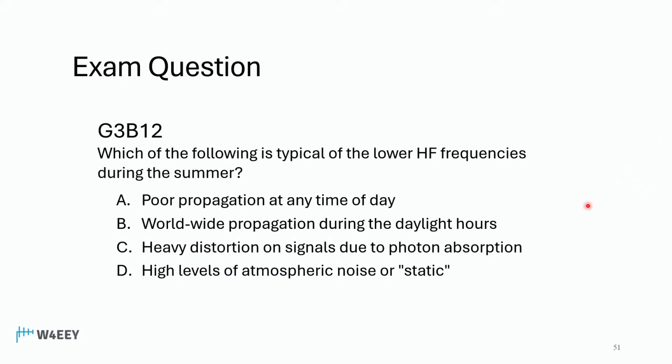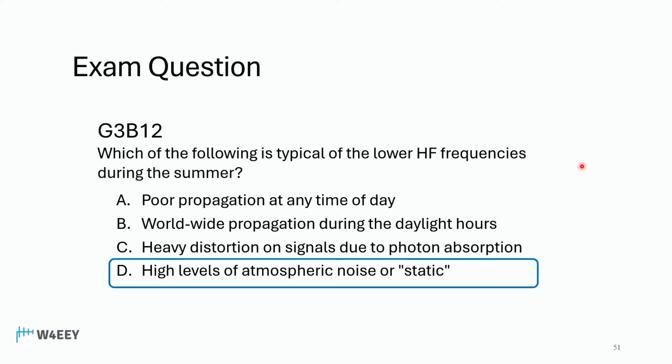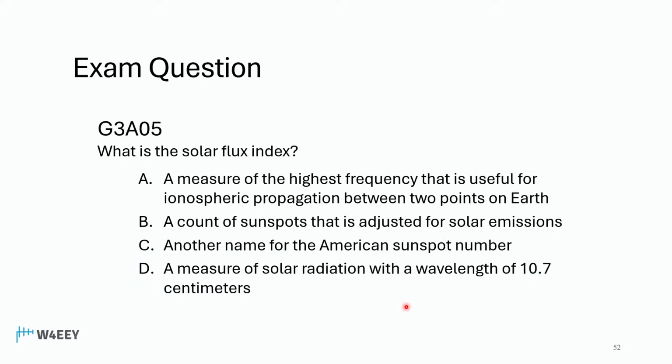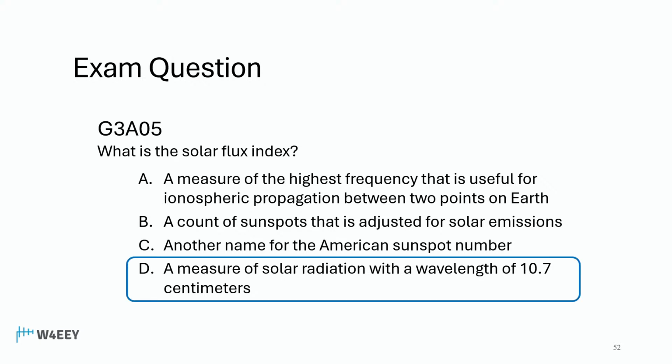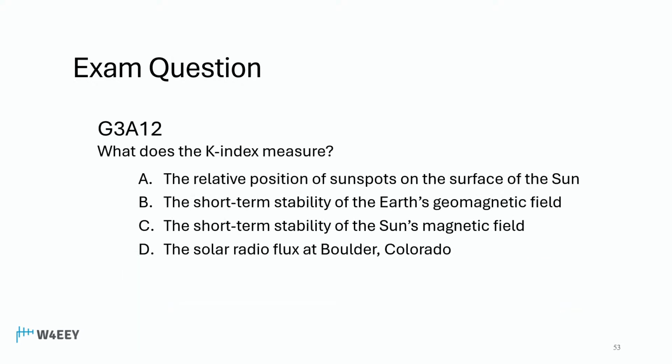Which of the following is typical of the lower HF frequencies during the summer? Delta. What's different in the summer? What's different in the summer is we have thunderstorms, high levels of atmospheric noise or static. What is the solar flux index? Delta, measure of solar radiation with a wavelength of 10.7 centimeters, about 2,800 megahertz.